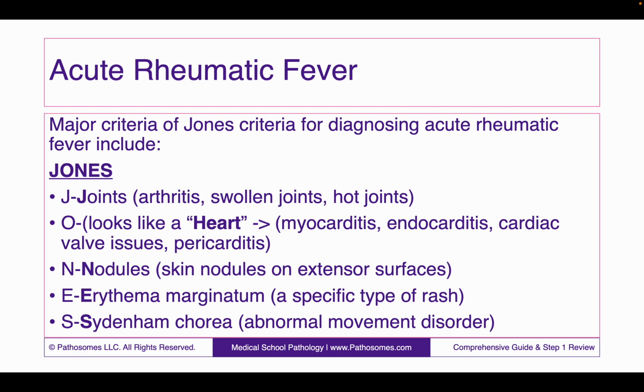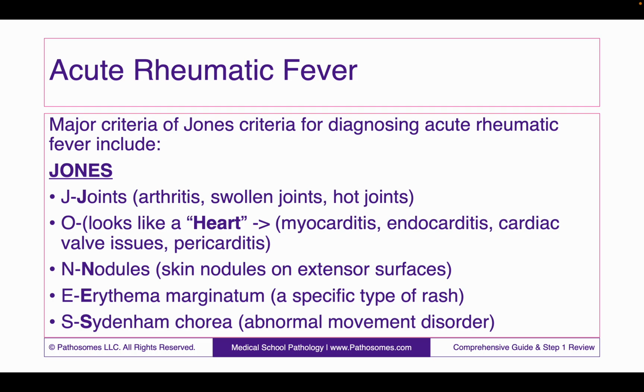Specifically, how are the joints affected? Well, arthritis, they get swollen, they become warm. How's the heart affected? All the itises, right? Myocarditis, endocarditis, cardiac valve issues, pericarditis. Now, what about the skin? Future dermatologists, keep this on your differential. The skin from a patient with acute rheumatic fever may actually show skin nodules, quite often on the extensor surfaces. They might even have erythema marginatum, which is a specific type of rash.